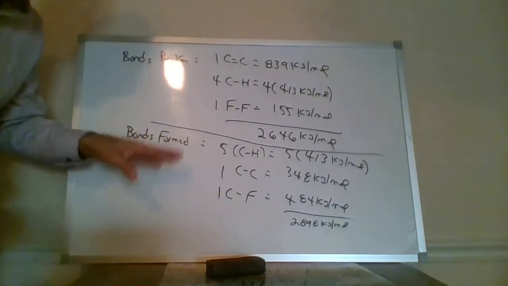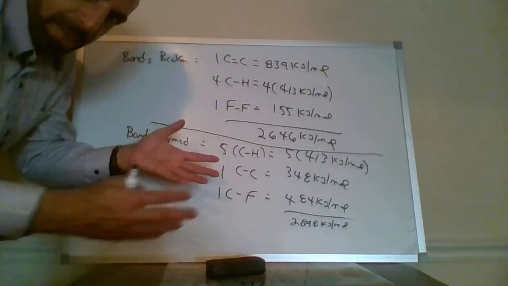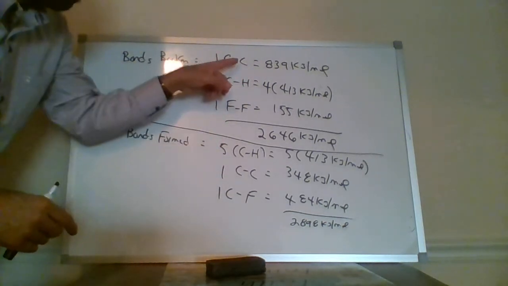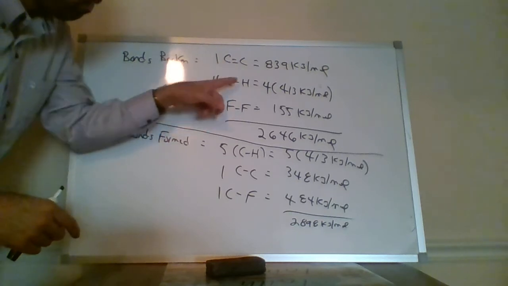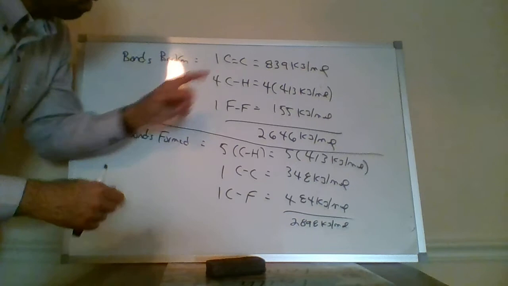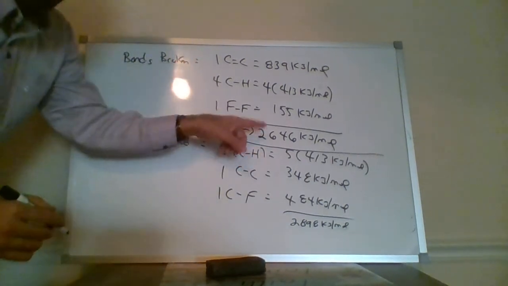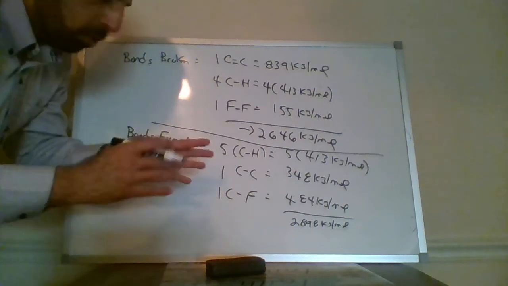So what I've done is I went ahead and looked up the bond energies. Again, this is something they'll give to you in a table, etc. So I have the 1 carbon double bond, the 4 hydrogen bonds, again 4 times each one that's going to be broken, and then the 1 fluorine bond. So this is my bonds broken. 2,646. That's how much energy it takes to break those bonds.